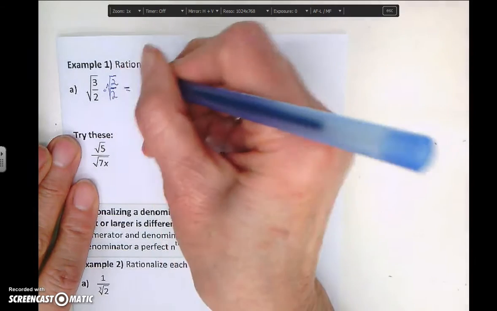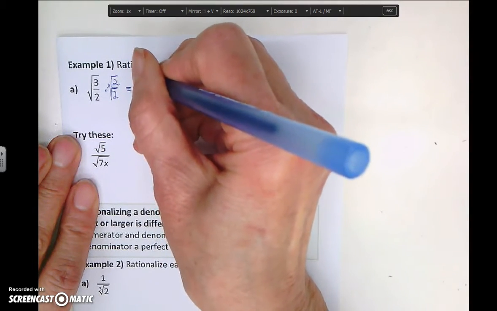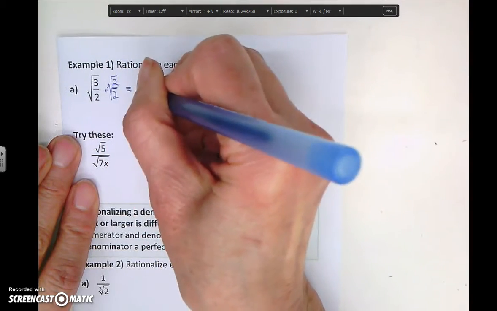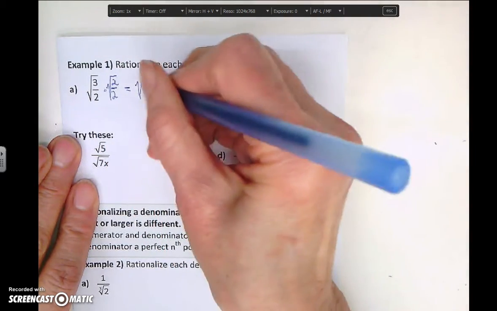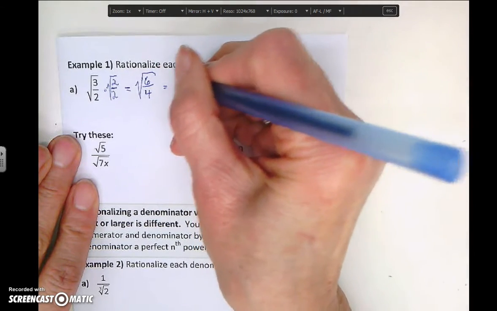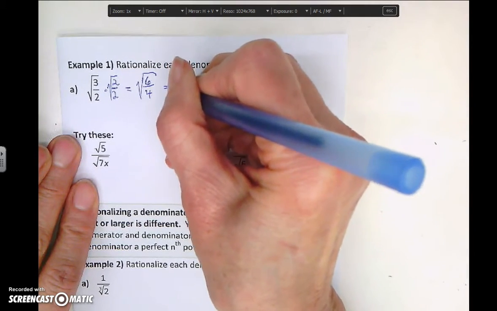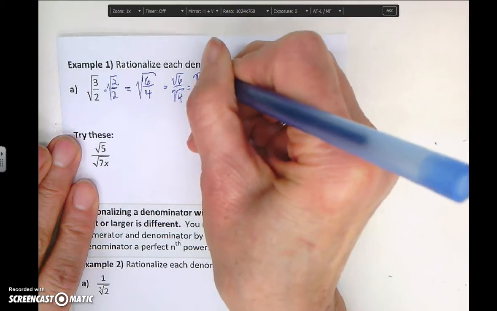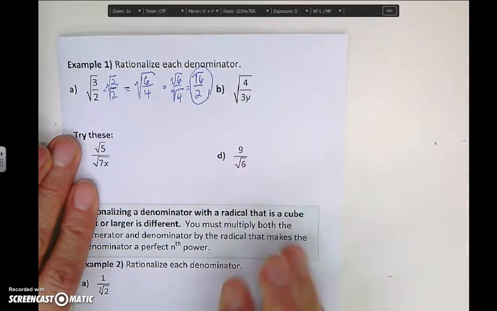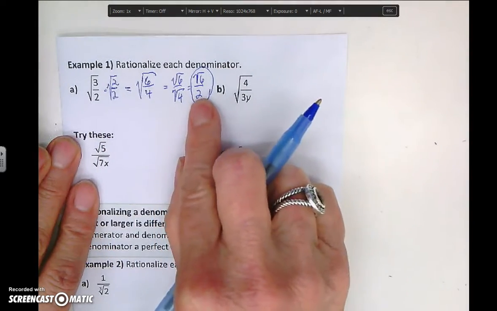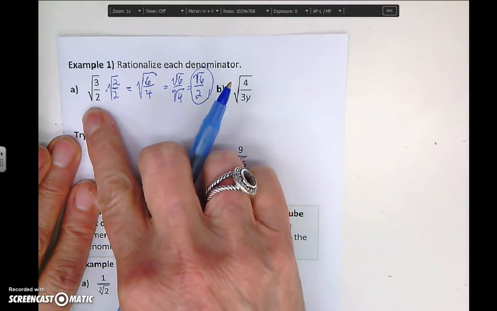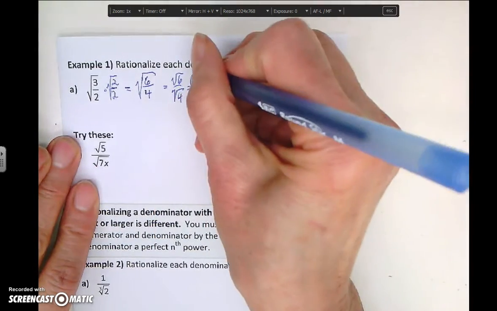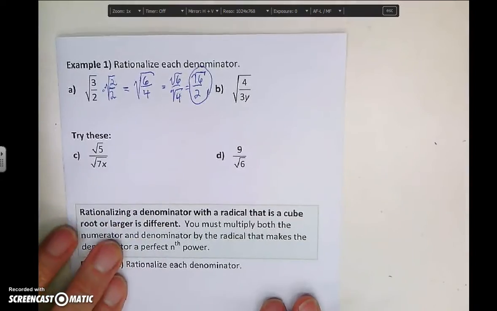So then when I multiply it, I'm going to get the square root of 3 times 2 is 6 over 4. And we know the square root of 4. We'll think of them separately. And the square root of 4 is 2, and we don't know the square root of 6. So now I have a fraction that's equivalent to the first one that does not have a radical in the denominator. It is just in the numerator.